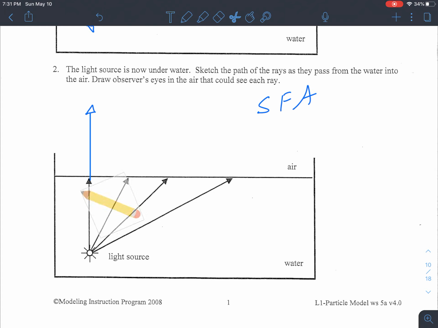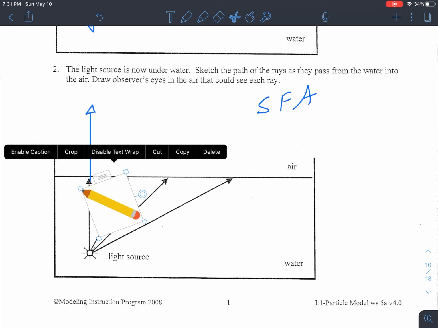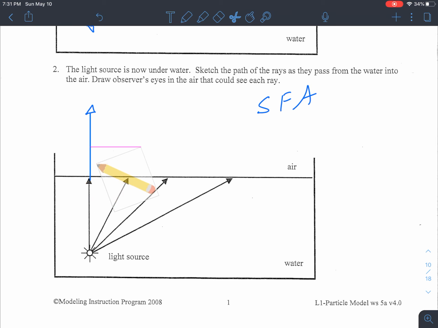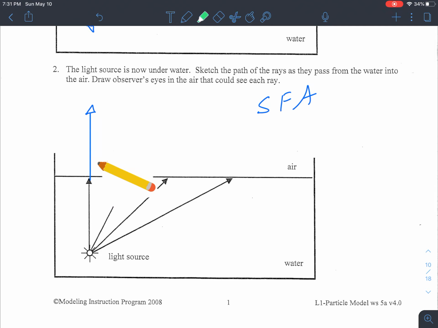Let's turn this way. So you see now this is perpendicular. So as it's coming out, now we're at the border. The top of the pencil where we write with is in our fast area. The bottom where the eraser is is in the slow. So this side is going to go fast, and this side is going to still go slow, right? So it's going to turn to the right or away from our normal line.